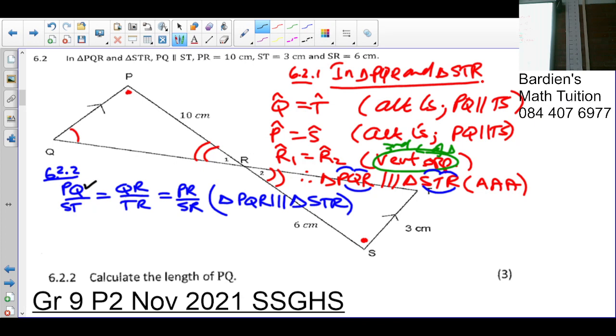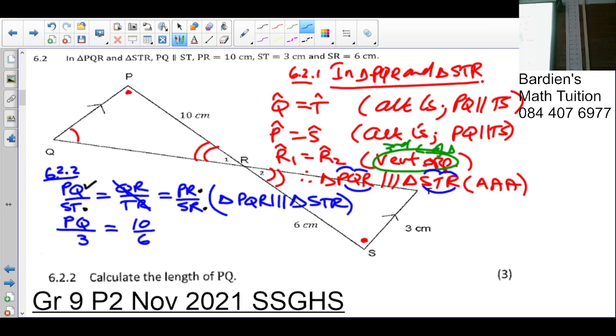Then we know that PR is 10. We got that one. We know that ST is 3. And SR we also have, which is 6. Can you see that, people? So we say PQ over ST, which is 3, is equal to PR, which is 10, over SR, which is 6.